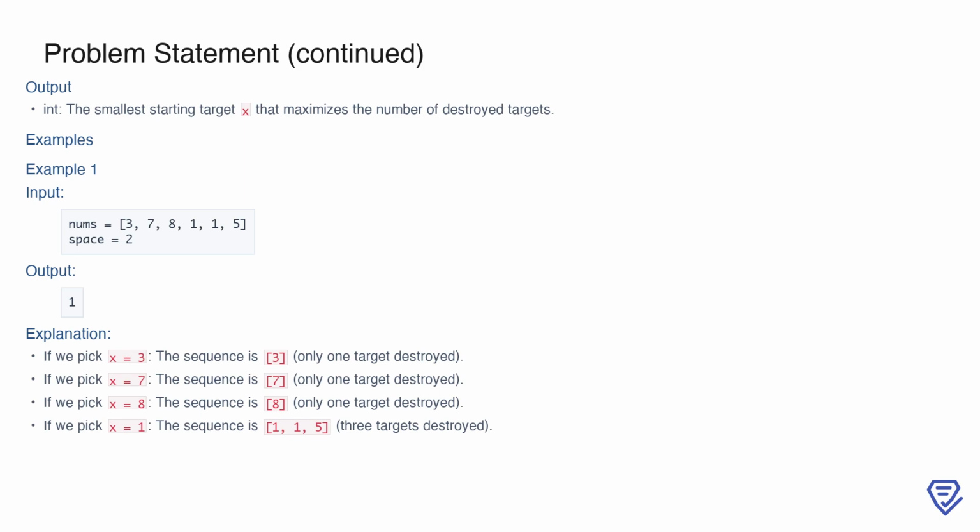Let's look at an example to understand this better. Suppose the input is nums equals 3, 7, 8, 1, 1, 5, and space equals 2. For X equals 3, the sequence consists of just 3, meaning only one target is destroyed. Similarly, for X equals 7 or X equals 8, the sequences are 7 and 8, respectively, each with only one target destroyed. However, if we choose X equals 1, the sequence becomes 1, 1, 5. Here, 3 targets are destroyed, which is more than any other starting point. Therefore, the smallest X that maximizes the number of destroyed targets is 1.